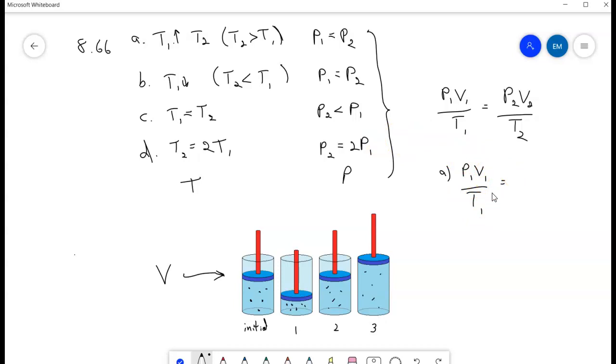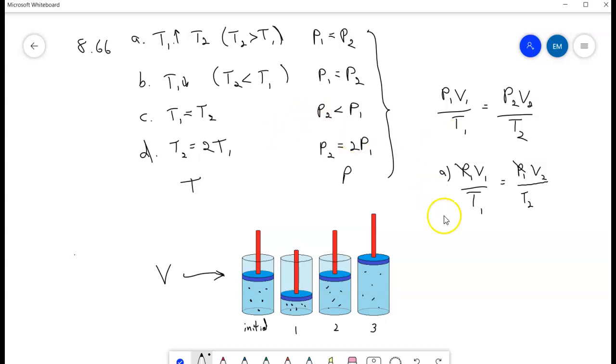So what do we have? T2 is greater than T1. We'll do something with that. P1 is equal to P2. So P2 is equal to P1, so we can just leave P1 in here. And we're going to get a V2. We don't know what V2 is going to be. And T2 is down here. T2 is greater than T1. All we need to know is it's greater than T1. And you notice we can cancel. The P1s actually cancel here, if you think about it.